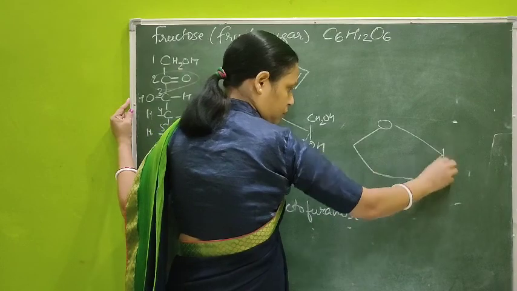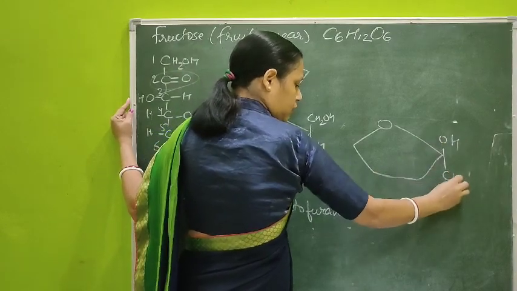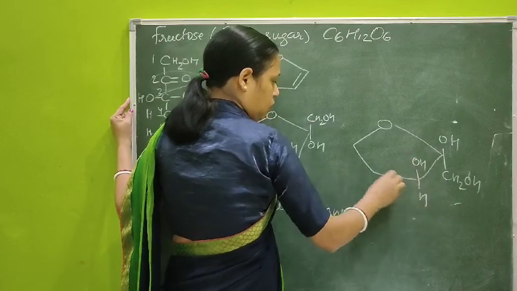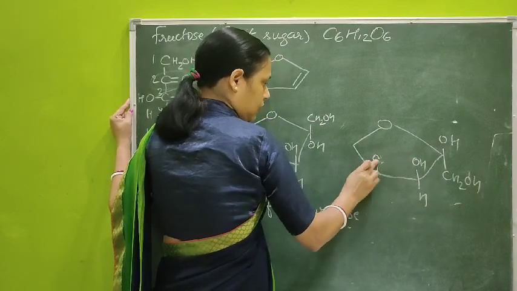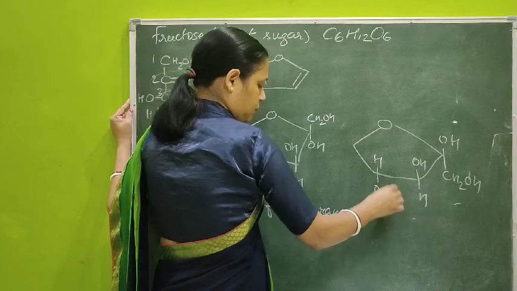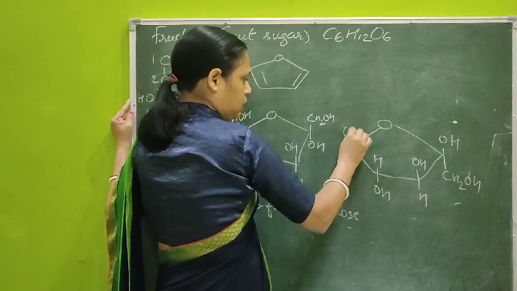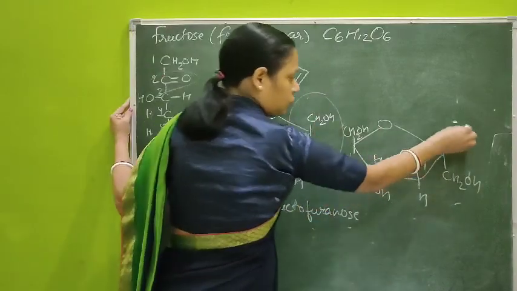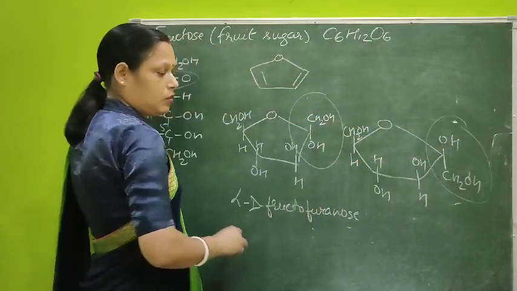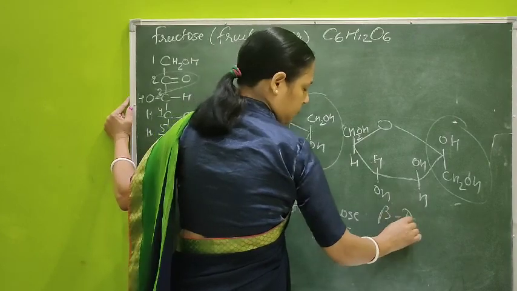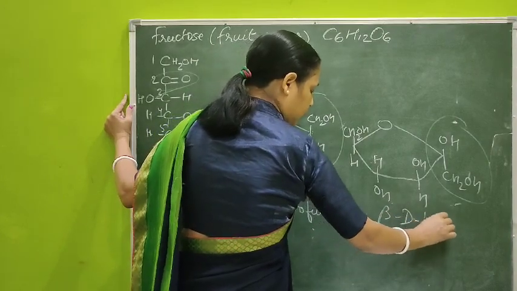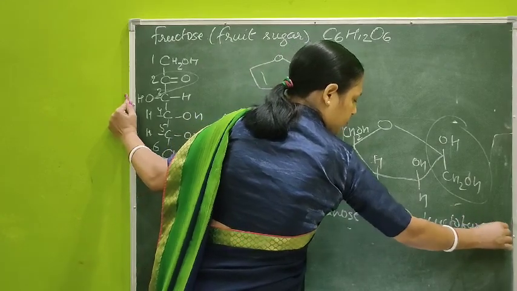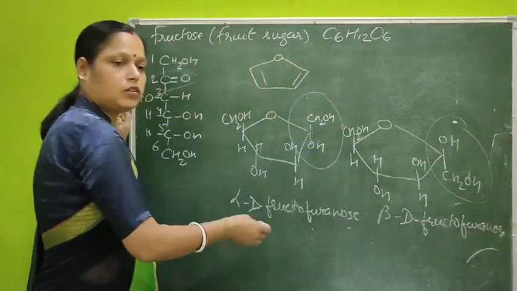And the last one, hydroxyl, CH2OH, OH, H, OH, H, OH, H and CH2OH. Here we will see the position of the hydroxyl and the CH2OH group is reversed. So this is your beta D fructofuranose. So this was about the structures of furan.